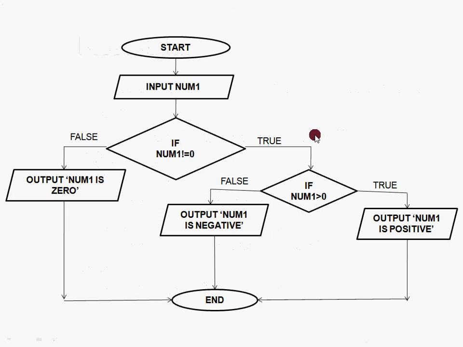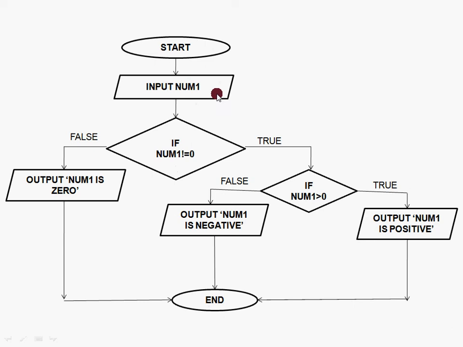So this is the flow of the complete program. First we get input for num1. Next we are going to check whether num1 is 0 or not. If it is not 0, then we will check whether it is positive or negative. If it is 0, then we just say it is 0 and we come to the end of the program. Let us say our input is 6.